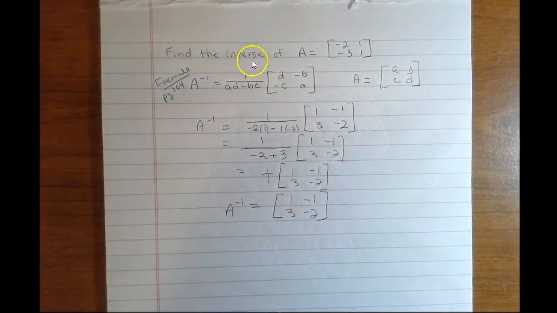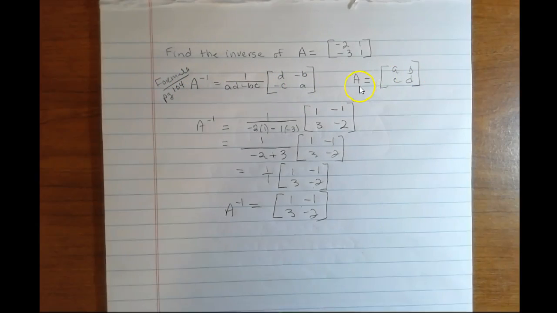All right, we're asked to find the inverse of A. And here's our matrix, -2, 1, -3, 1. There are different ways we can do this. One is by doing reduced row echelon by hand, which is pretty tedious and takes some time, by using an augmented matrix with the identity. Or there's a formula on page 104, and I've written it here.